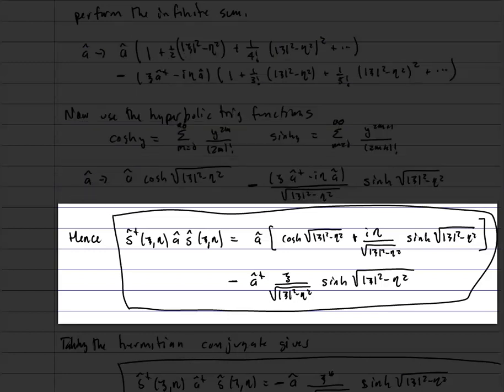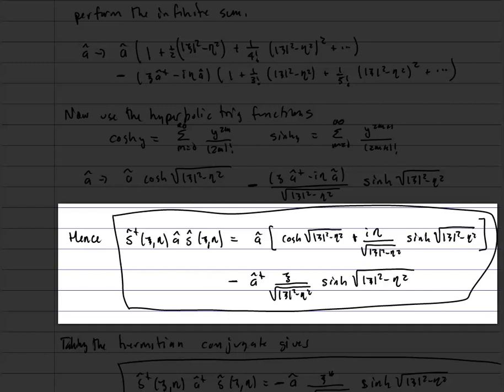We find that the similarity transformation S dagger A S is given by A times the hyperbolic cosine of the square root of c squared minus eta squared, plus i eta over the square root of c squared minus eta squared times sinh of the square root of c squared minus eta squared, minus a dagger times c over the square root of c squared minus eta squared times sinh of the square root of c squared minus eta squared. Okay? Now, we worked hard to get that.